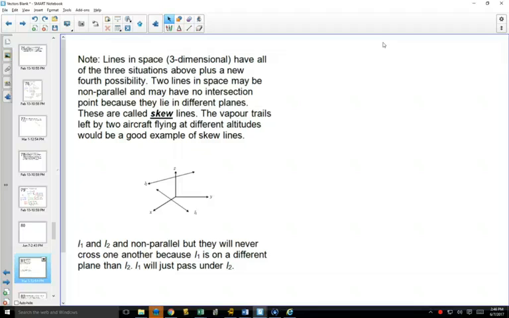Probably not. So you could have 2 planes flying in different directions at different altitudes. They're not going to crash into each other, but they're not flying parallel to each other.